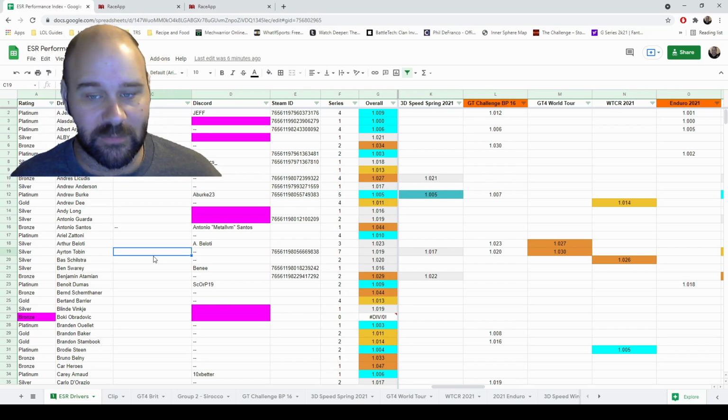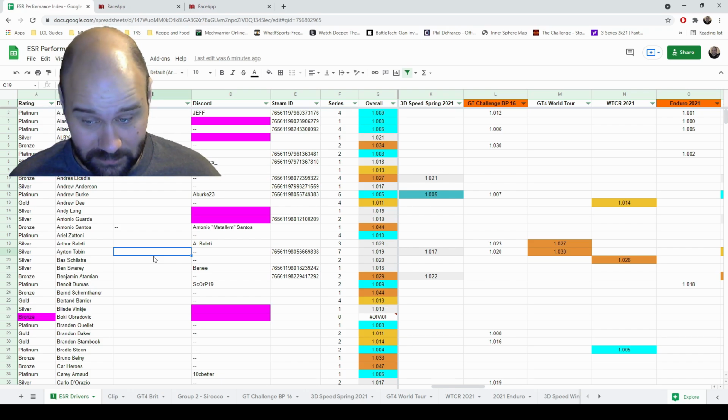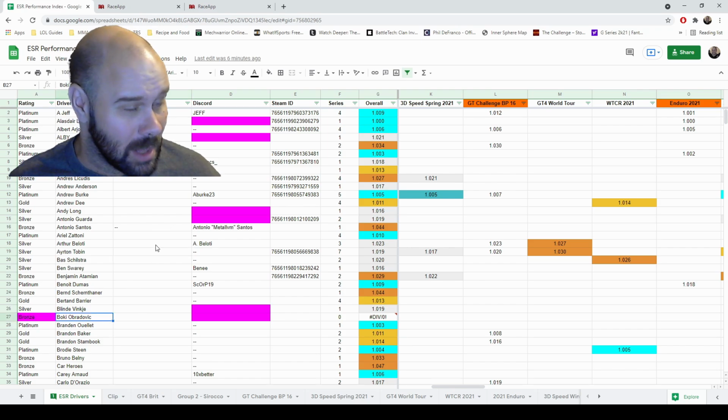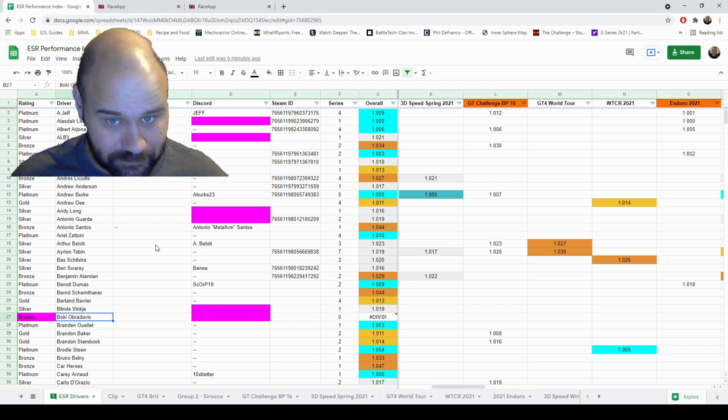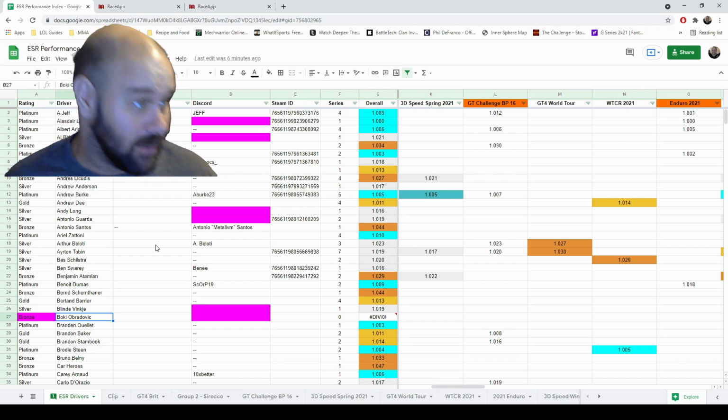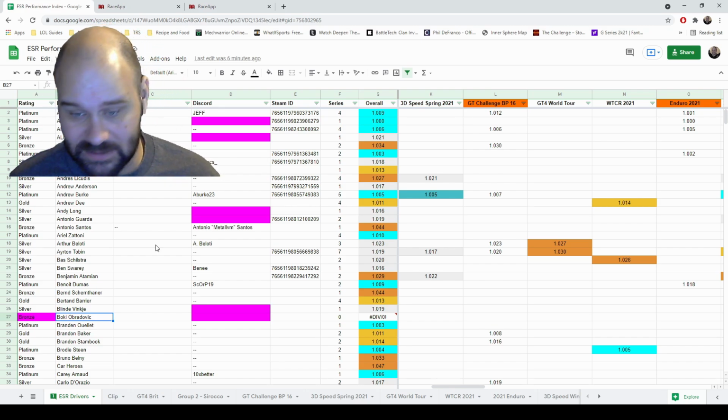Alternatively, if we find someone who has a very limited set of data, say Boki signs up for a series and does very, very well. Okay, we had him provisionally as a bronze before. Now we need to update things because he's got data now.